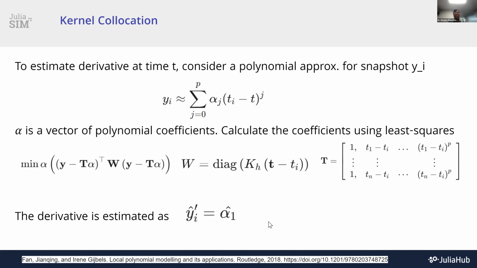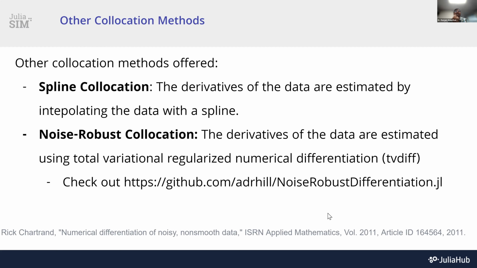And why does that work? Well, there's a reference here at the bottom that you can take a look at to understand the math behind why this might work. So I'm going to gloss over this so I can get to the model discovery module as well. Okay, so that's the first type of collocation method. We offer two others.